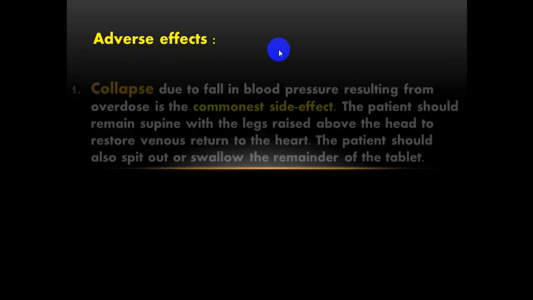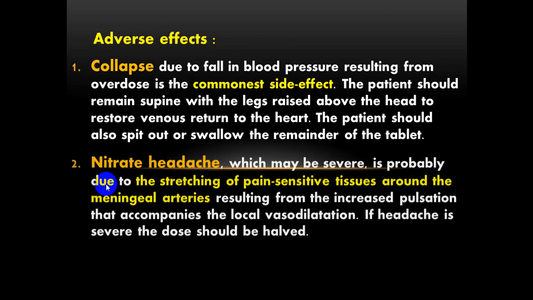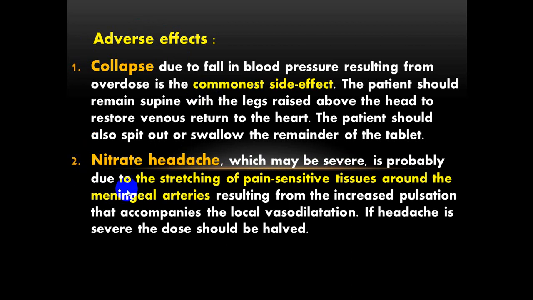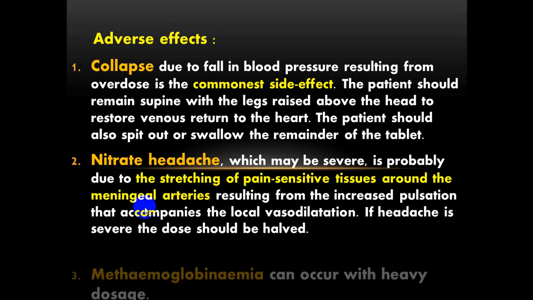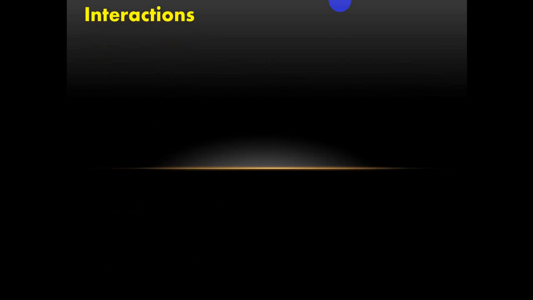What about the side effects of nitrate? Collapse is the commonest side effect, due to the fall of blood pressure resulting from overdose. The second side effect is nitrate headache, due to stretching of pain-sensitive tissues around the meningeal arteries. The third side effect is methemoglobinemia, which can occur with heavy doses. I will repeat: the main side effects of nitrate are collapse, which is the commonest, nitrate headache, and methemoglobinemia.